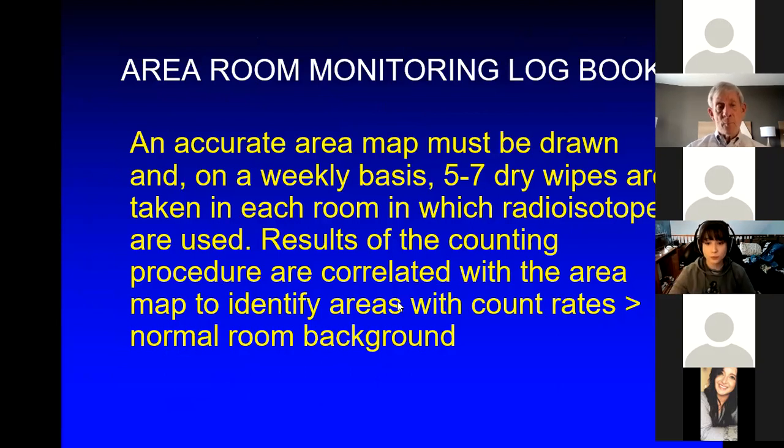Now, the wipe test, you have to draw an accurate area map for every single room in your department where isotopes are used. And then you're going to take 5 to 7 dry wipes. You need that area map. You're going to print many copies of it, and you mark on the map where you took wipes 1, 2, 3, 4, 5, 6, 7. And then you're going to correlate the count rates for those 7 samples with the locations on the map. Now, if everything is background, you take the printout from your counter, clip it to the area map, and you're done. You're done for the week. But if you have a hot spot, then that's a problem. We'll talk about that momentarily.